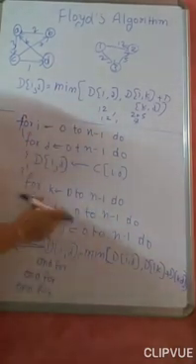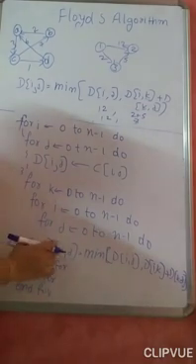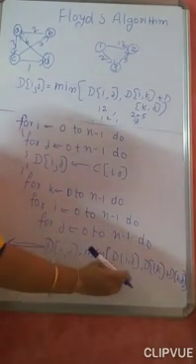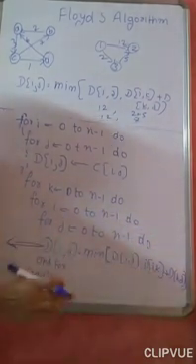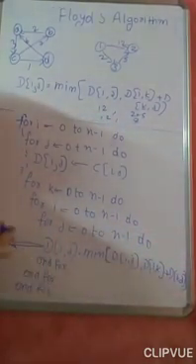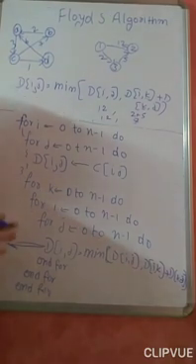So for k, i, j, d of ij will be a minimum of: if the previous distance is a minimum you take that, or through some other vertex if the distance is the minimum you take that one. So this is about your Floyd's algorithm.